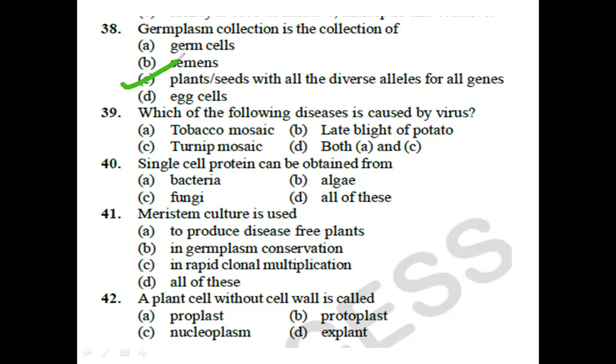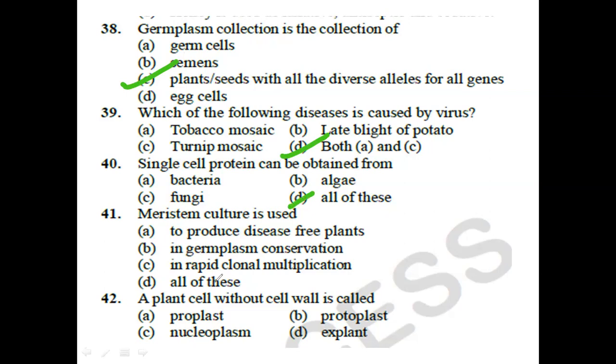Next question. Which of the following disease is caused by the virus: tobacco mosaic virus, late blight of potato, turnip mosaic virus, both A and B. So tobacco mosaic virus and turnip mosaic virus are the two types of viral diseases, so both A and B. Single cell protein can be obtained from bacteria, fungi, algae, all of this. It's obtained from all of this.